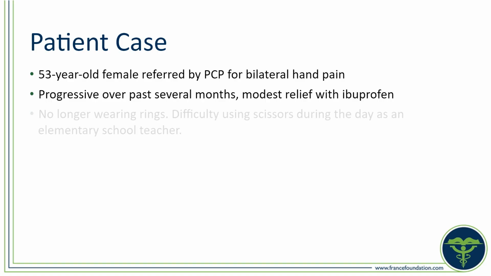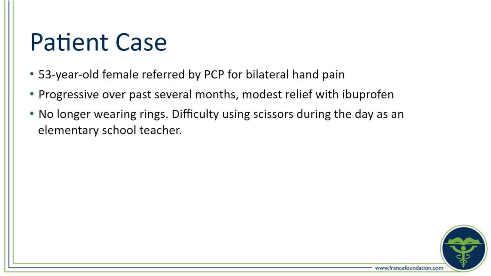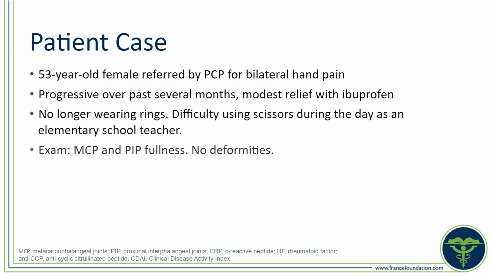She's no longer wearing rings because she's having difficulty getting those rings on and off her hand. She works as a teacher in an elementary school and has noticed difficulty using scissors for repetitive tasks. When you examine her in clinic, you find that both her metacarpophalangeal and proximal interphalangeal joints have fullness, but you do not detect any deformities at this time.